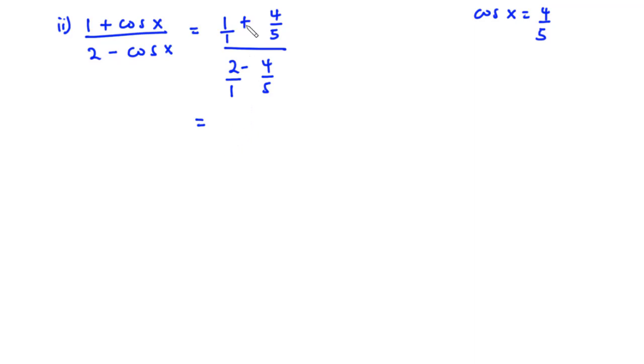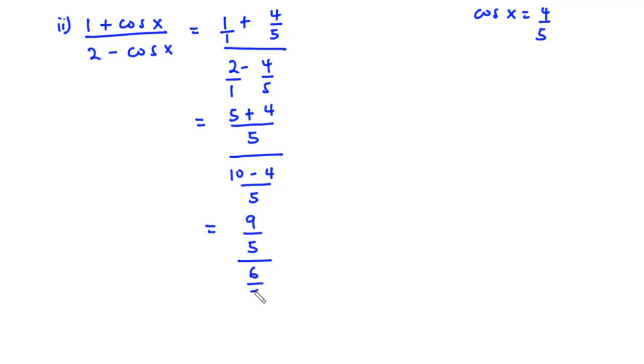So let's simplify. Now the LCM between 1 and 5 is 5. So 5 divided by 1 is 5. 5 times 1 is still 5. 5 divided by 5 is 1. 1 times 4 is 4. Divided by the LCM between 1 and 5, which is 5. 5 divided by 1 is 5. 5 times 2 is 10. Minus 5 divided by 5 is 1. 1 times 4 is 4. So this becomes 5 plus 4 is 9. So 9 over 5 divided by 10 minus 4 is 6.